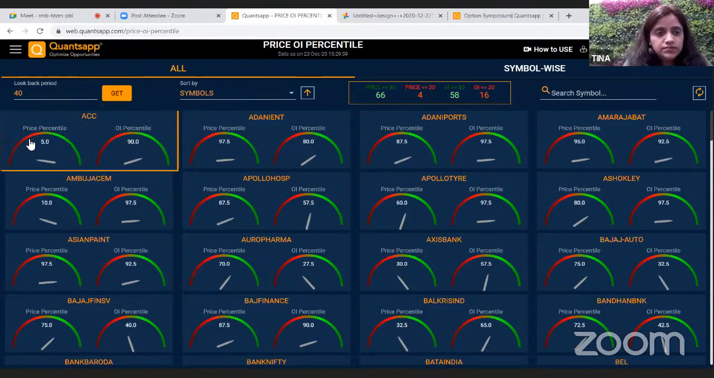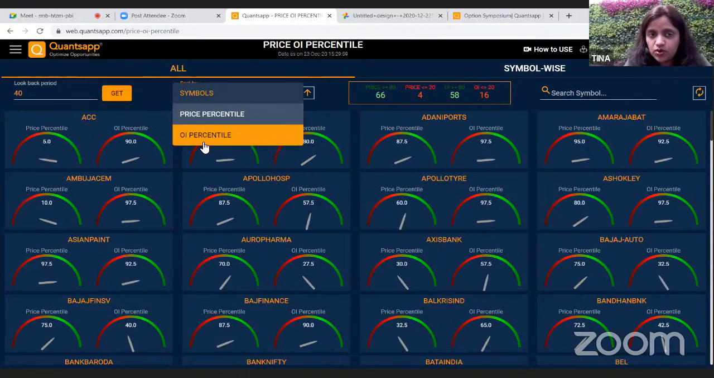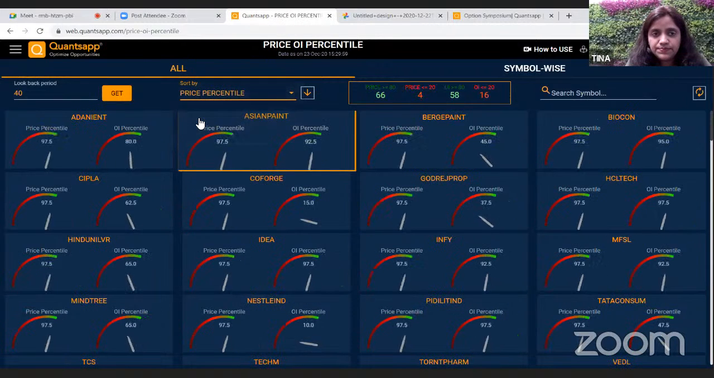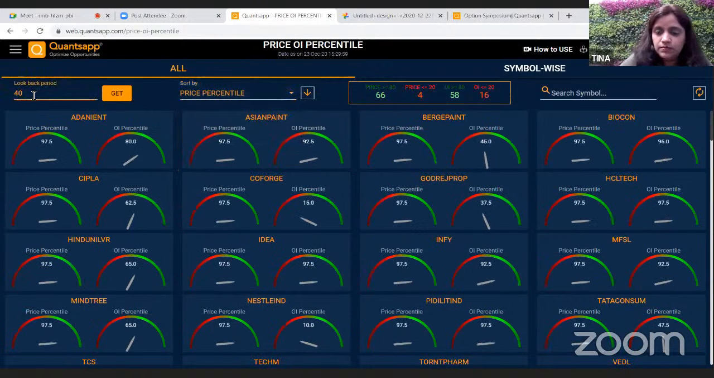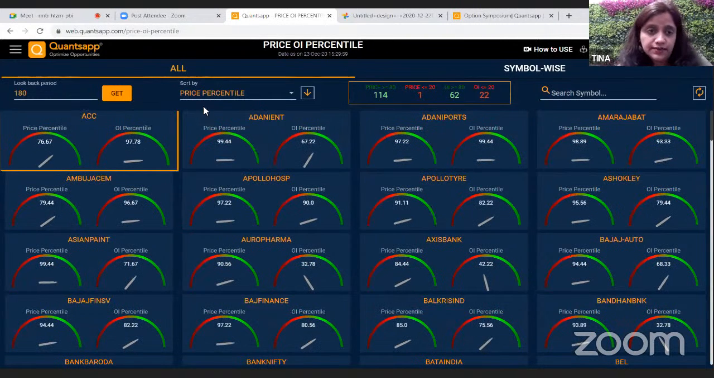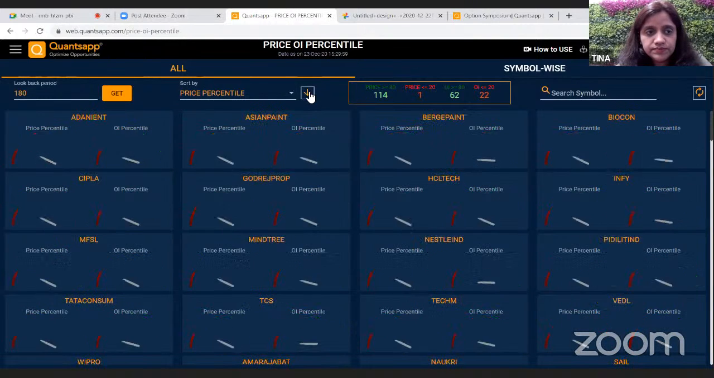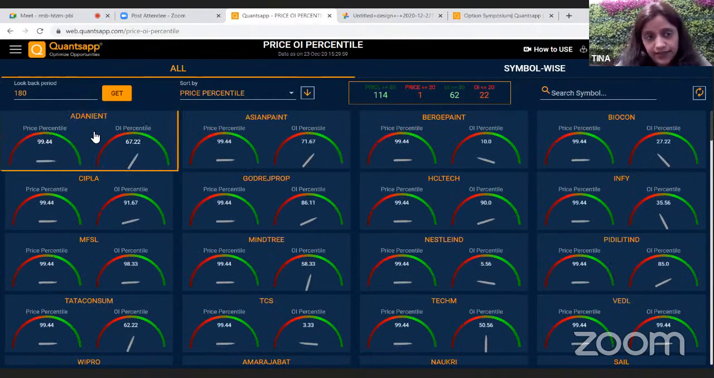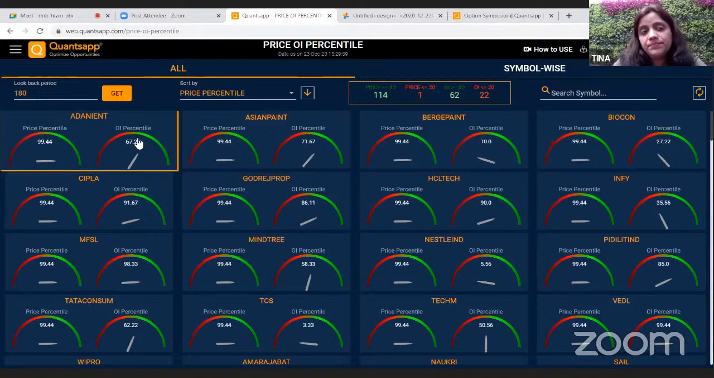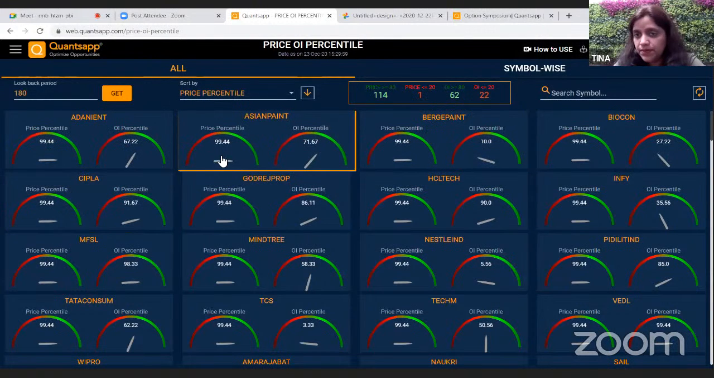Okay, now you have various types of sorting. You can do it via symbol, via price percentile, via OI percentile. Okay, so when I say price percentile, and let me keep the look back period at the default of 180. Now what I see is basically Adani Enterprises, Asian Paints, Berger Paints. Everywhere you see the price at the upper hand because we have sorted according to the price percentile.